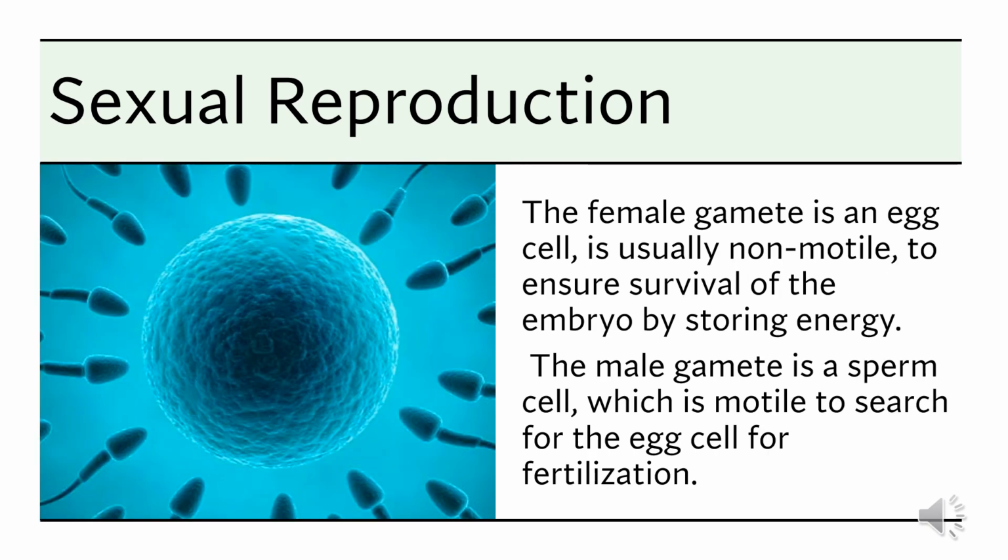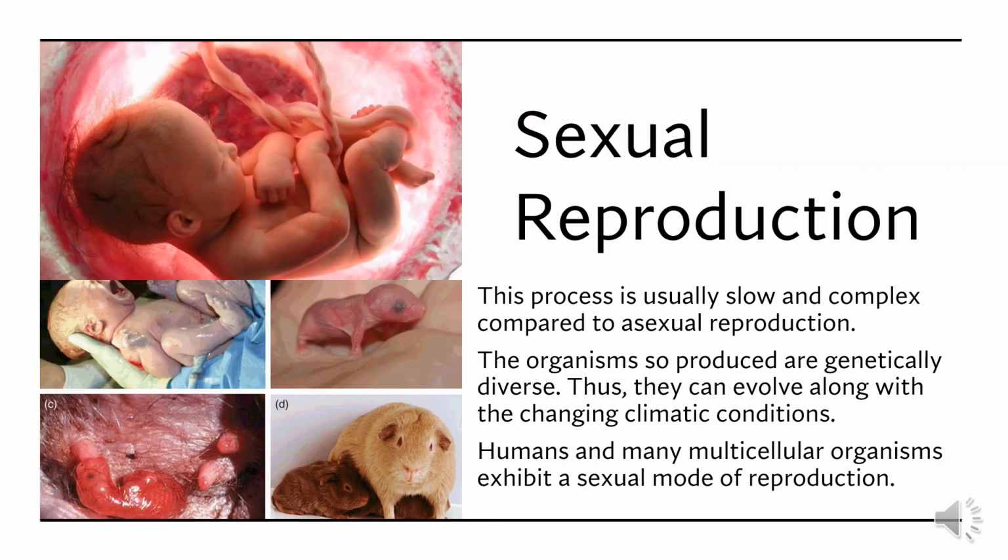The female gamete is an egg cell, which is usually non-motile, to ensure survival of the embryo by storing energy. The male gamete is a sperm cell, which is motile to search for the egg cell for fertilization. This process is usually slow and complex compared to asexual reproduction. The organisms so produced are genetically diverse. Thus, they can evolve along with the changing climatic conditions.